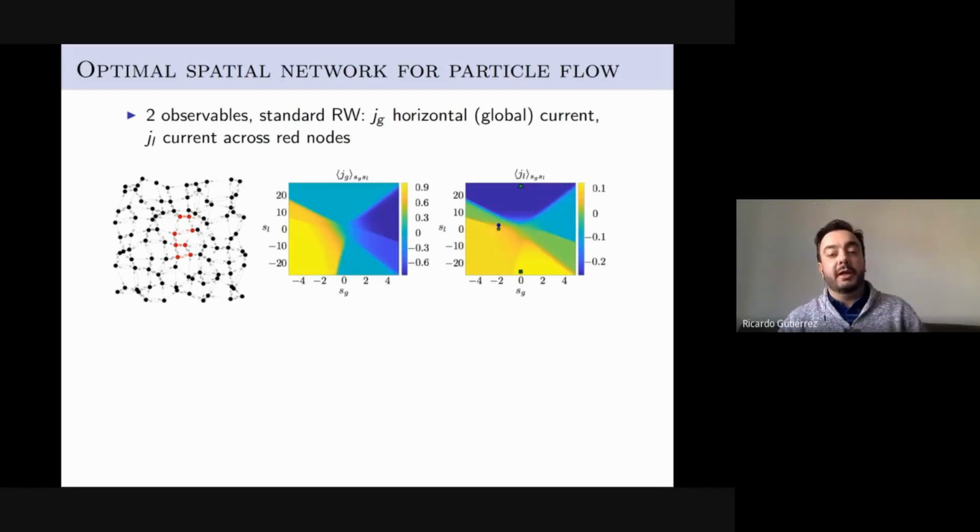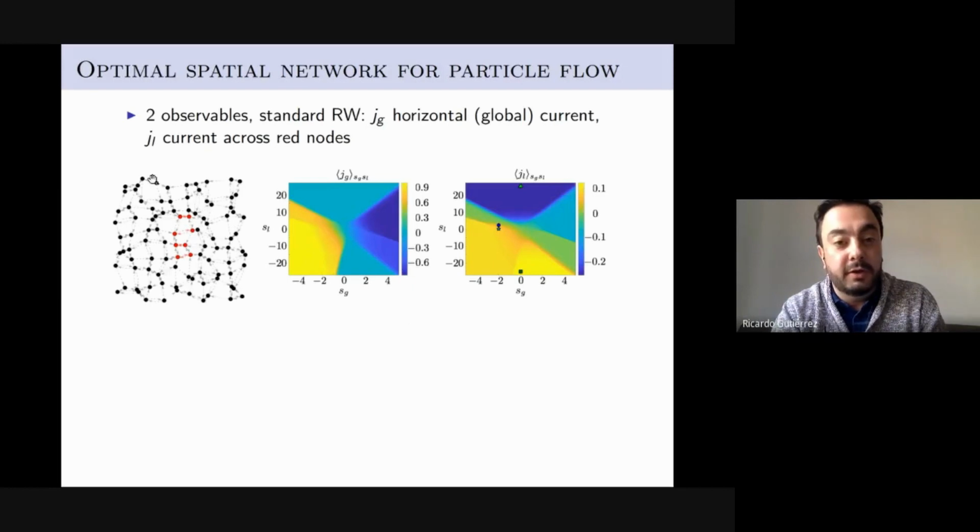So again, we have 2 parameters here. This is the SS ensemble because the 2 currents are fluctuating. And we have these 2 parameters. This is conjugate to the global current. This is conjugate to the local current. And what we get is this apparently complicated phase diagram.